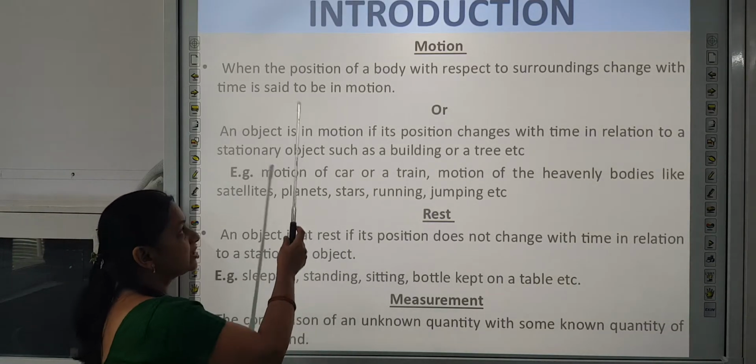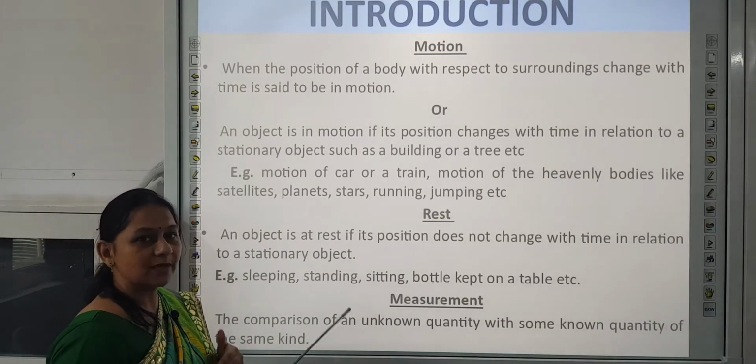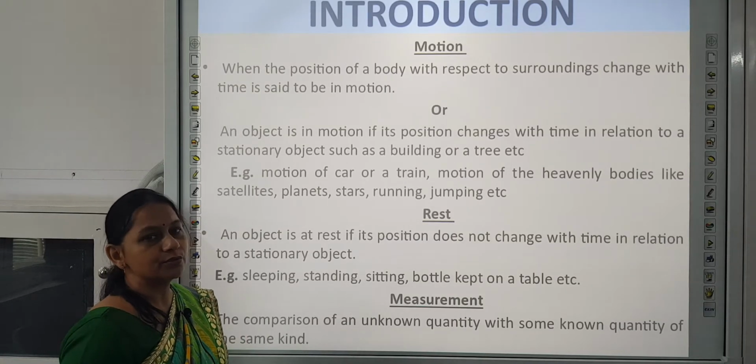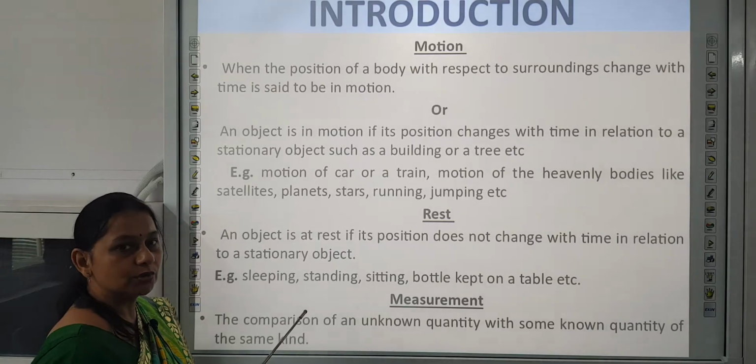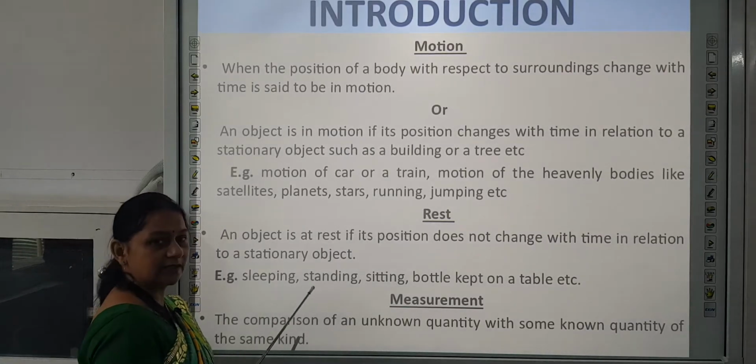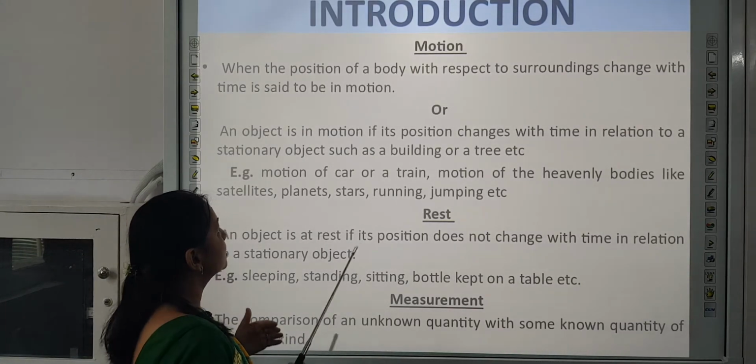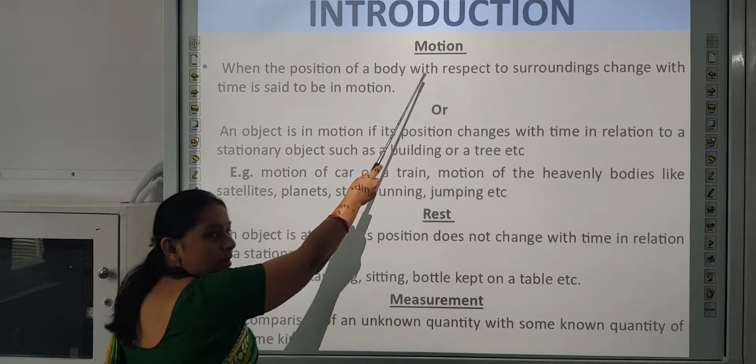Now first I am going to explain some terms which we are going to use in this chapter, and it is very important for you to know these terms first. Before starting the chapter, let me tell you these important terms. The first term is motion.